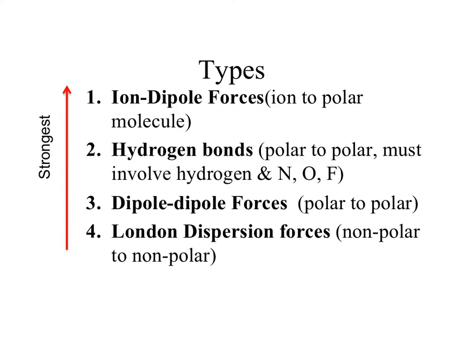The last one are called London dispersion forces. Those occur in nonpolar chemicals. They also occur in these others. You'll see when we talk about what they look like. But in nonpolar substances, they're the most prevalent intermolecular force. So for our purposes, nonpolar is London dispersion. So we're going to talk about what each of these look like in turn right now.